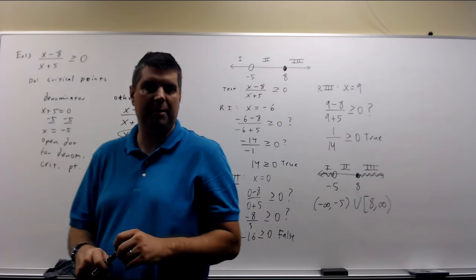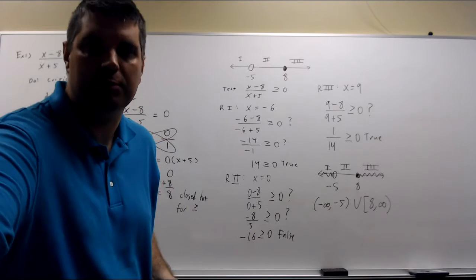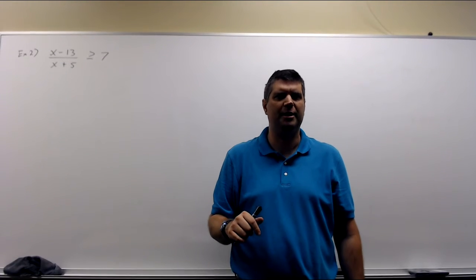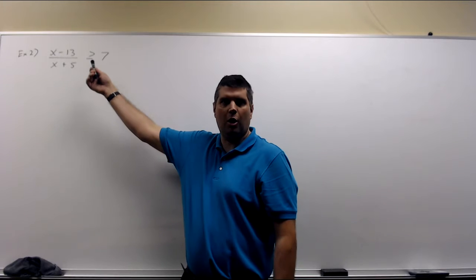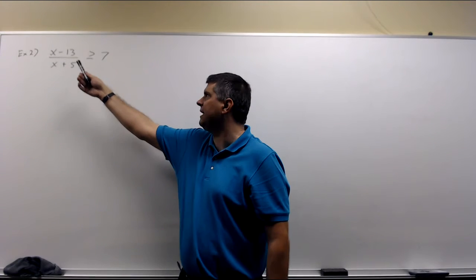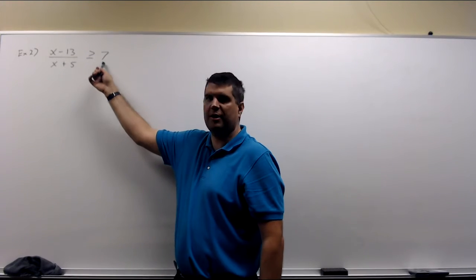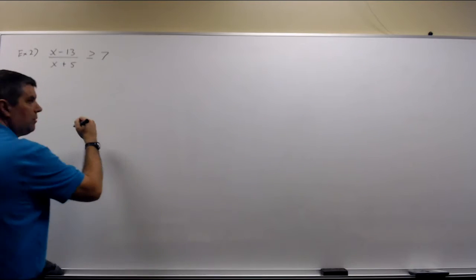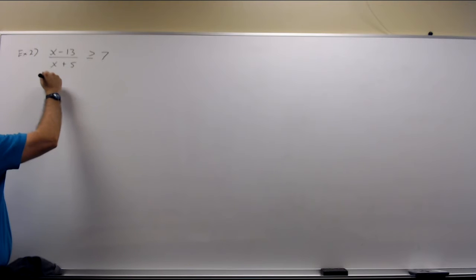All right, I'm going to pause here and set up example 2. All right, so I have (x minus 13) over (x plus 5) is greater than or equal to 7. Okay, so first thing we're going to do is the critical points.